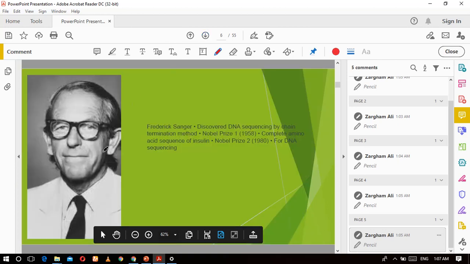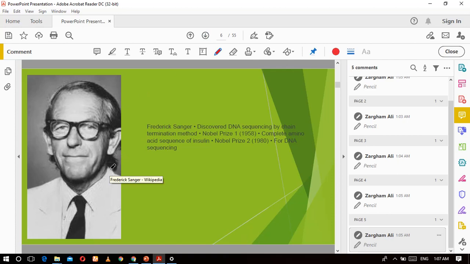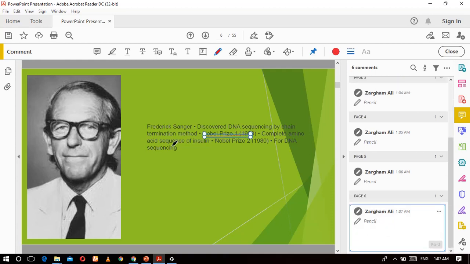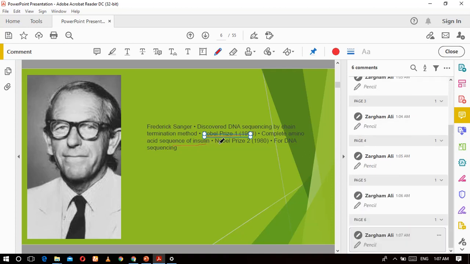The man is Frederick Sanger, who was a British biochemist who discovered DNA sequencing by the chain termination method, and he first won the Nobel Prize in 1958 for completing the amino acid sequence of insulin. Later, in 1980, he won another Nobel Prize, which was for DNA sequencing.